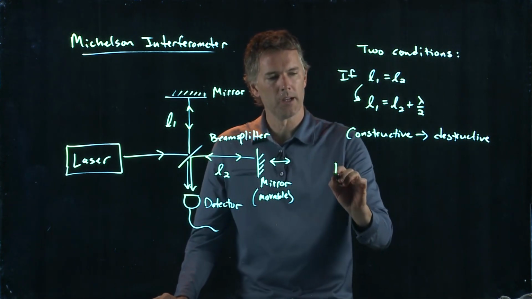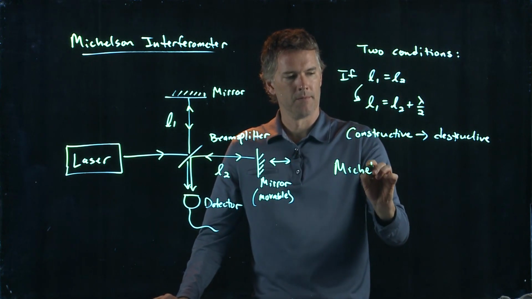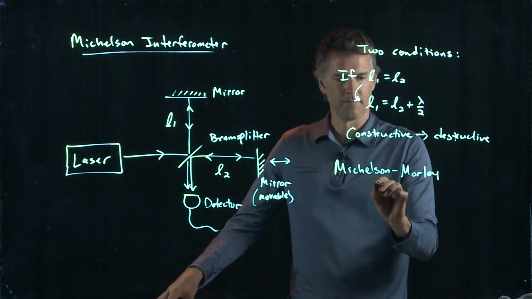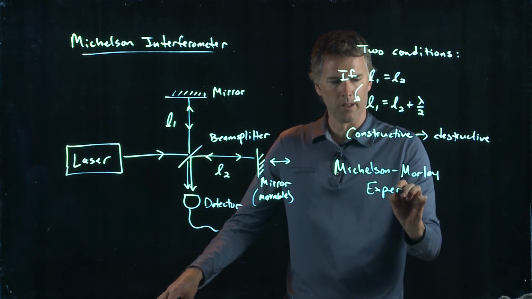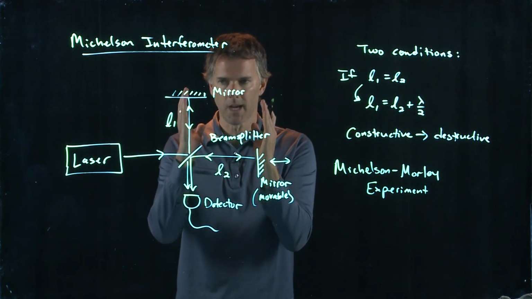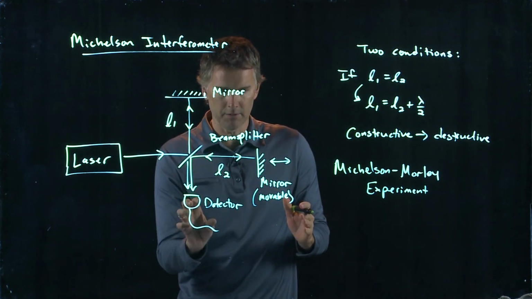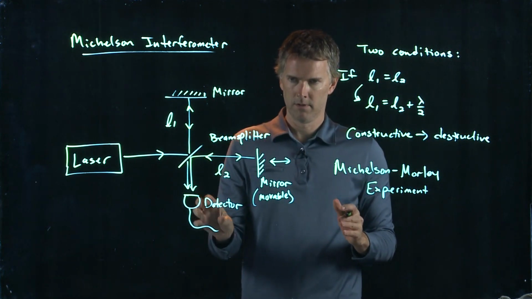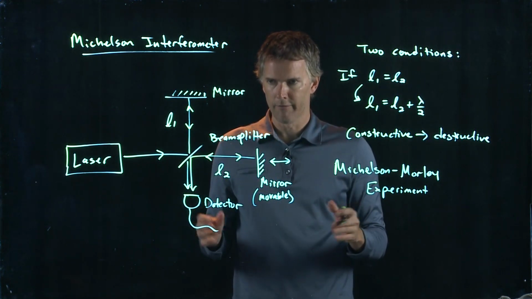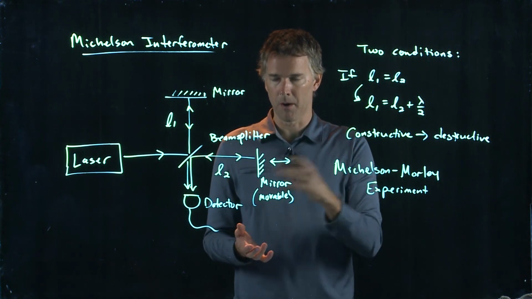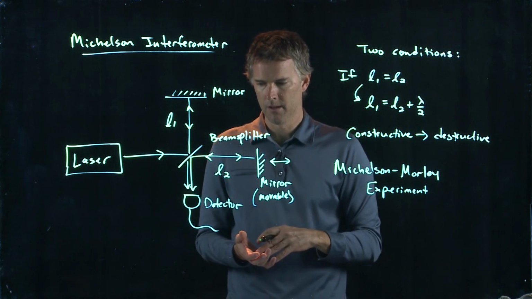The Michelson-Morley experiment is the following. Let's build one of these things. Let's set it up such that we get constructive interference, lots of light at our detector, and now let's just monitor that 24 hours a day for an entire year. Okay? And this was an experiment done in the 1800s.